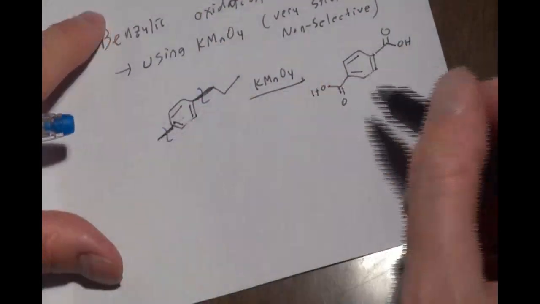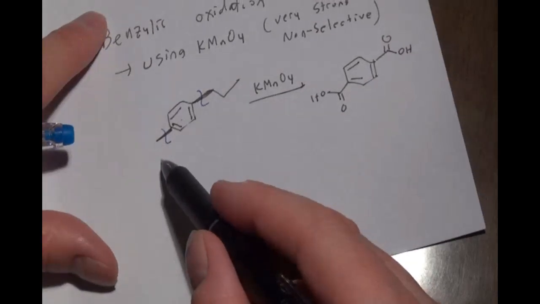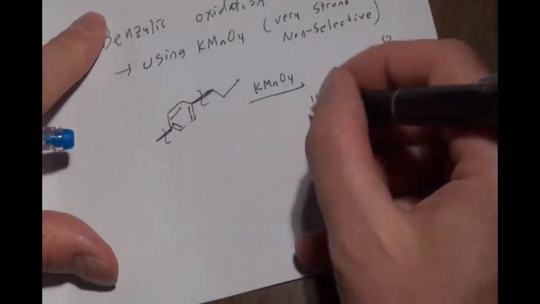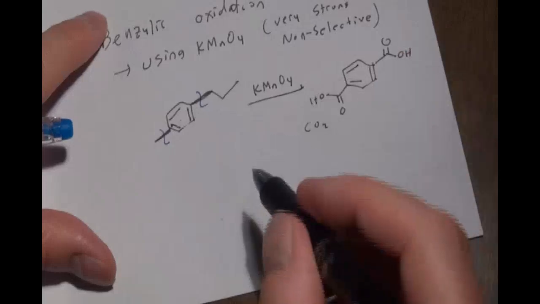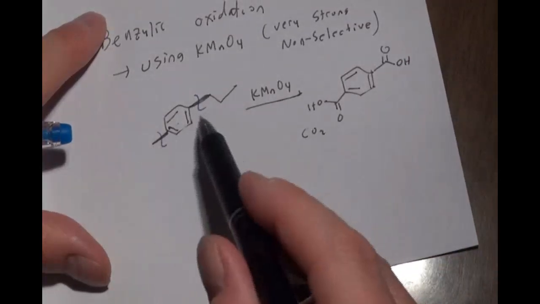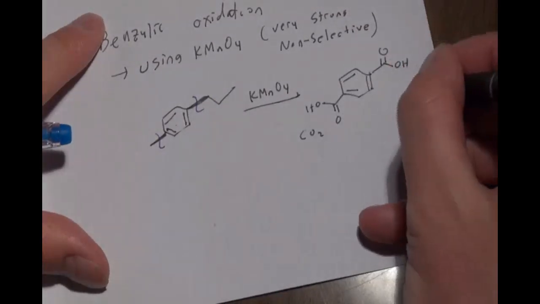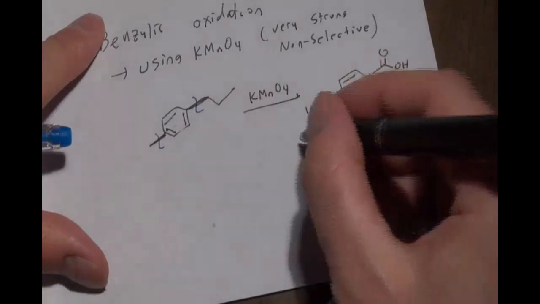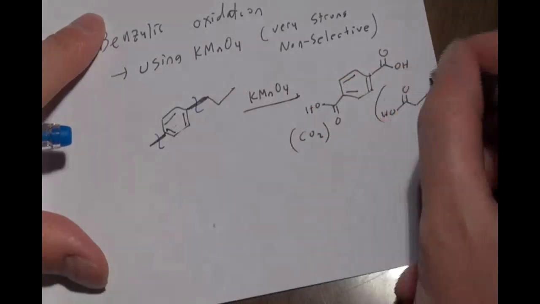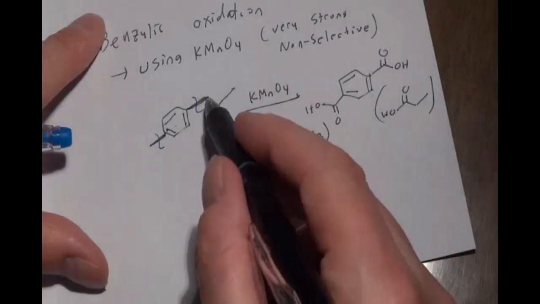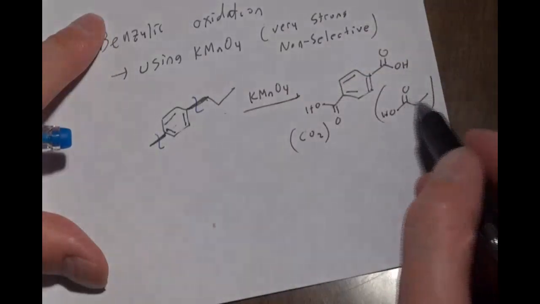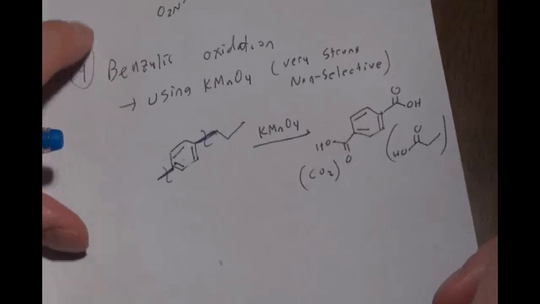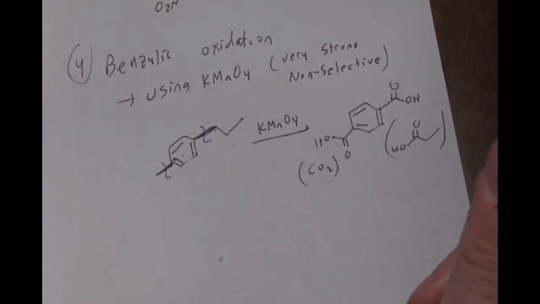Where did that carbon go? Probably made CO2. I'm guessing CO2 was formed when that one cleaved. This one probably made propionic acid, a carboxylic acid. So these are kind of the byproducts. Three carbons: one, two, three. One, two, three. Okay, so it's an insanely strong non-selective oxidizing agent.